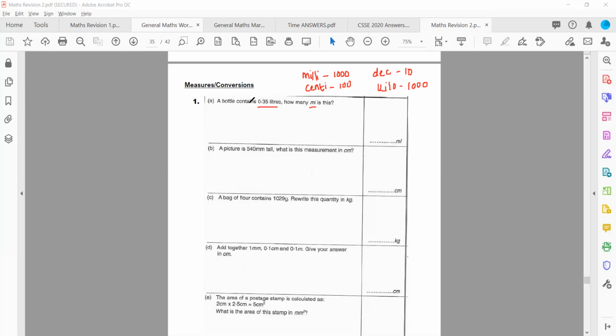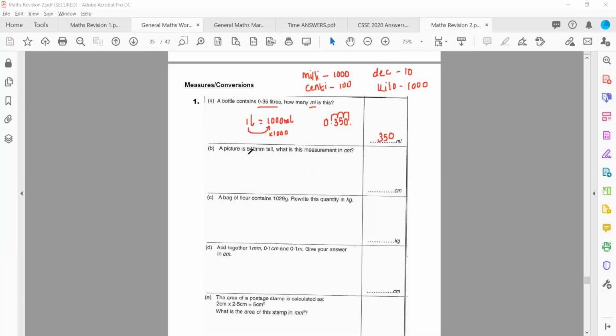Now, if we have a look here, we've got a bottle contains 0.35 litres. How many millilitres is this? We are going 1 litre equals 1,000 millilitres. So to go from 1 to 1,000, you are timesing by 1,000. So you would take your 0.35 and multiply by 1,000. So you're going to move that decimal point 1, 2, 3 spaces. Your decimal point would land there, and you need your placeholder there. So your answer would be 350 millilitres.